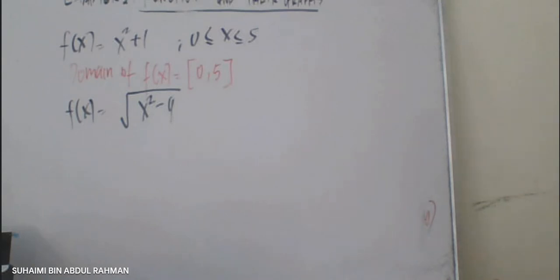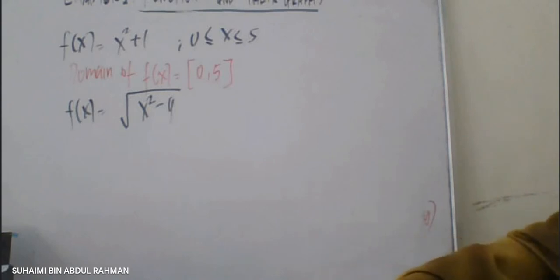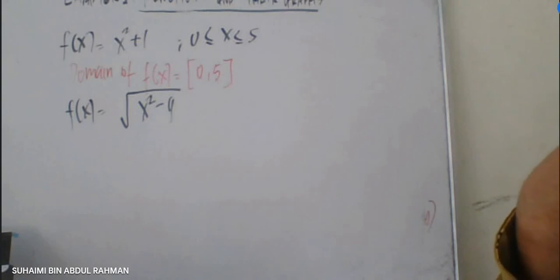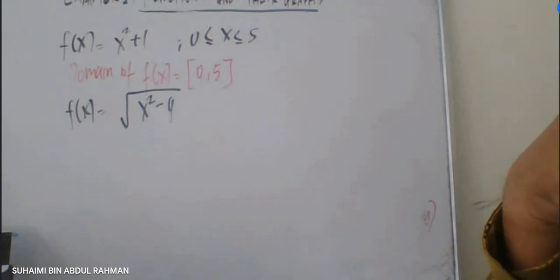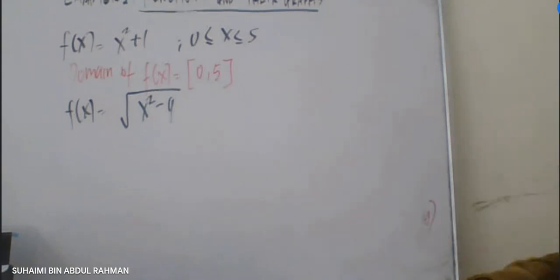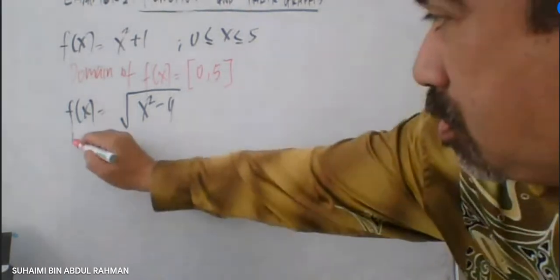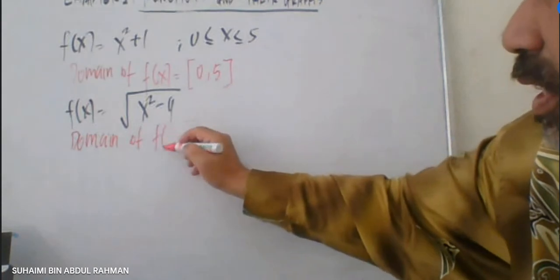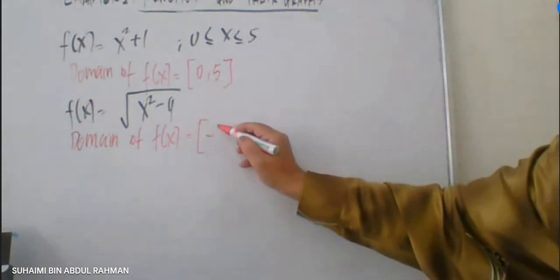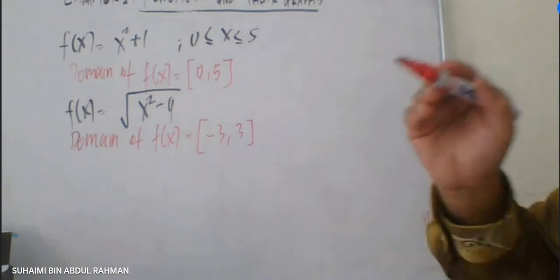Include -2 to 2. -2 to 2. Sorry, -3 to 3. -3 to 3. Yes. Domain of f(x) from -3 to 3.